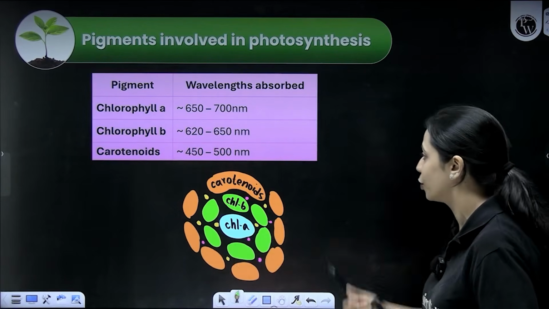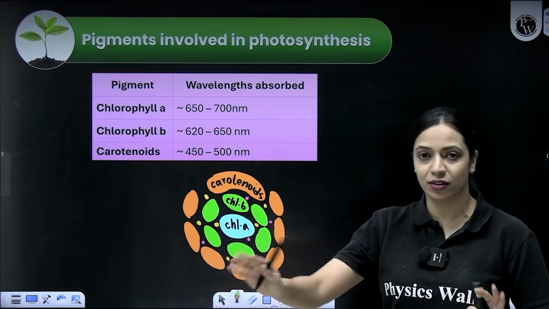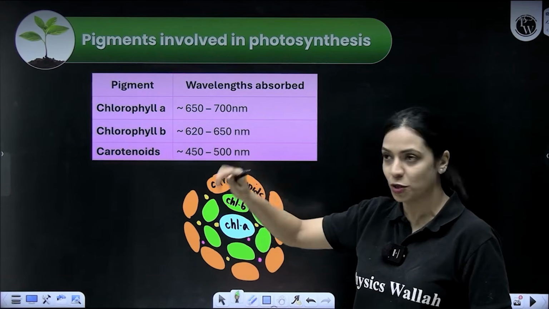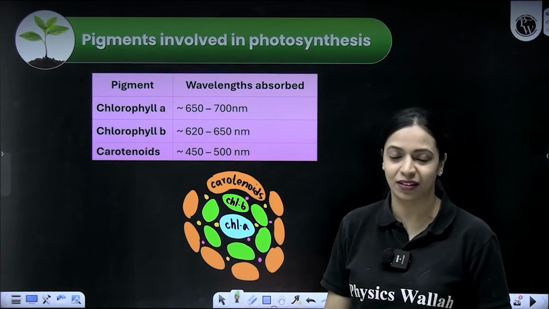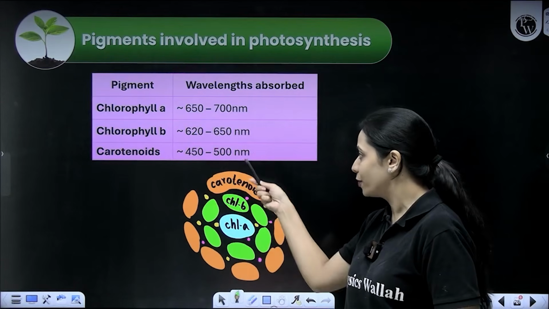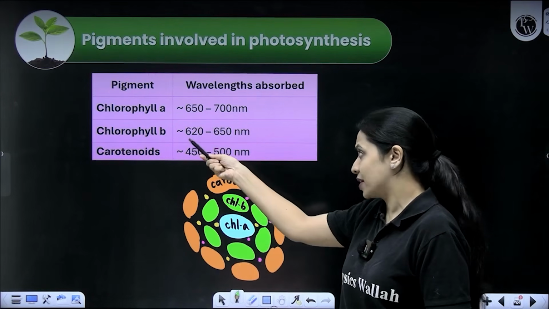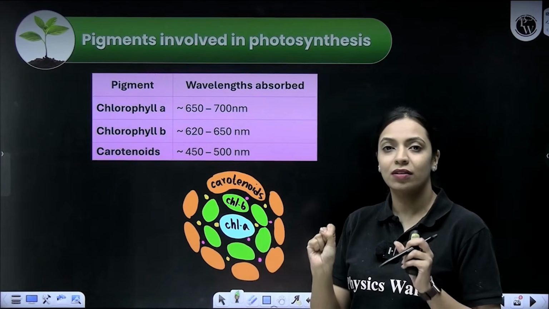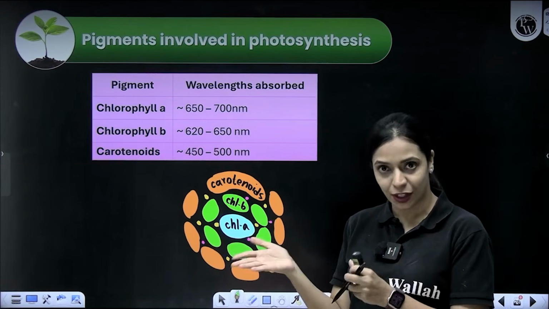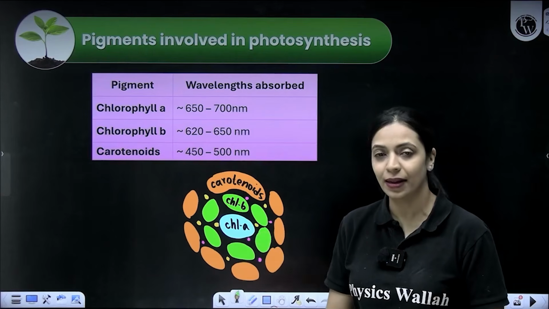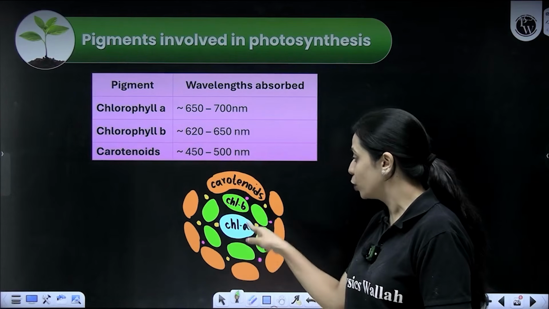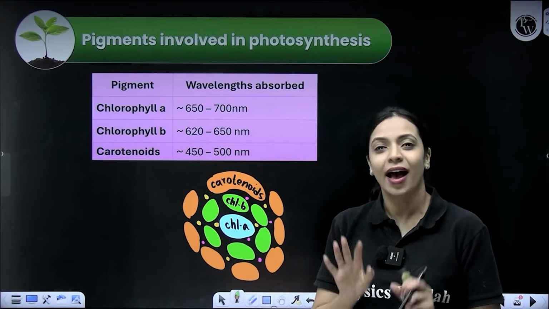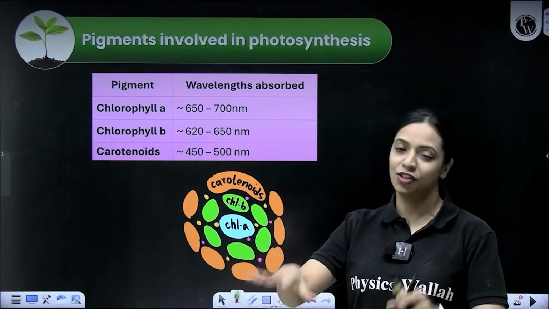So if you look here, from 400 to 700 nanometers is what the visible wavelength of light is. How much can chlorophyll absorb maximally? Absorption maxima is 650 to 700 nanometers. But you have 450 to 500 carotenoids, and 620 to 650 chlorophyll B. So what happens here? They will absorb those particular wavelengths of light and pass it on to chlorophyll A. Now you might ask me, what if chlorophyll A only ends up passing on its energy to chlorophyll B, which will be useless? Actually, chlorophyll A cannot pass its energy to chlorophyll B.